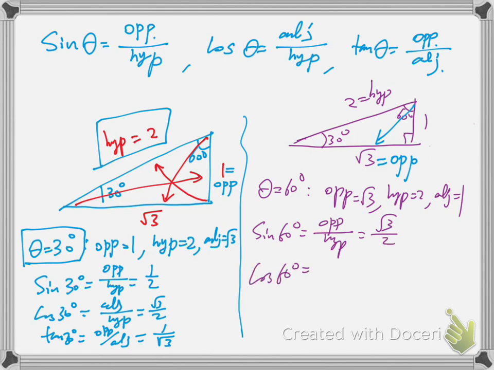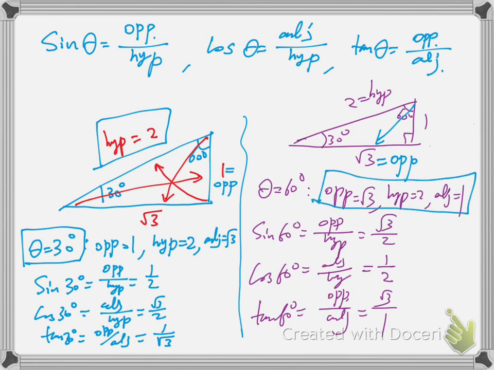Cosine 60 is adjacent over hypotenuse. So this is 1 over 2, right? And tangent 60 is opposite over adjacent for 60 degrees. And then this is radical 3 over 1. So now if you're not familiar with trig, put opposite, adjacent side and hypotenuse first, and then find the trig value. The trig value is just the ratio of the sides of a right triangle.